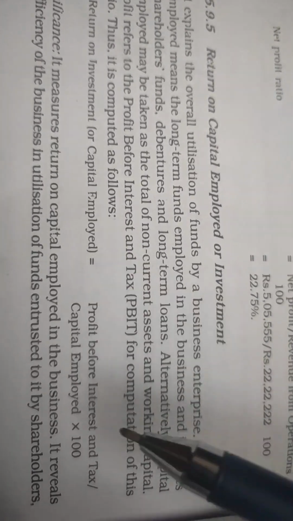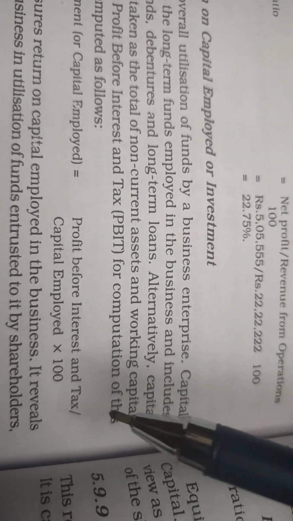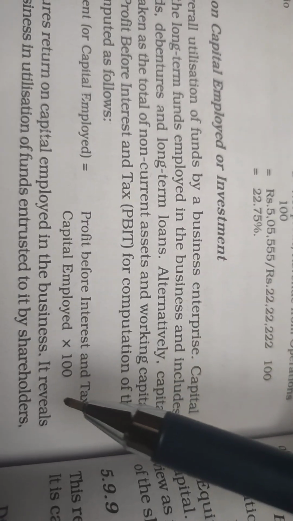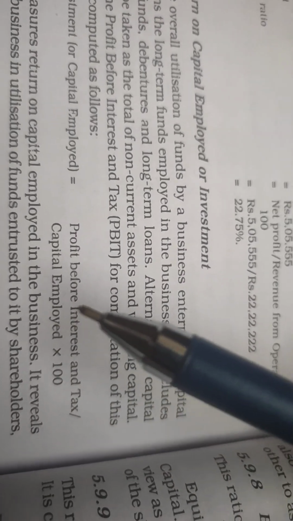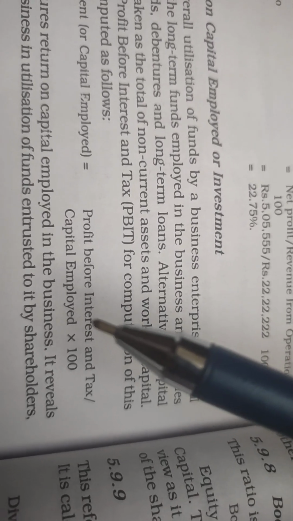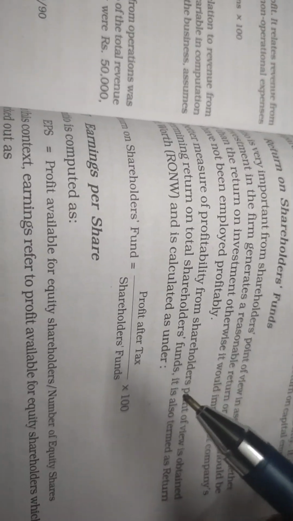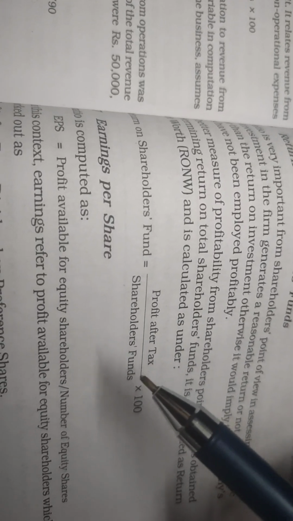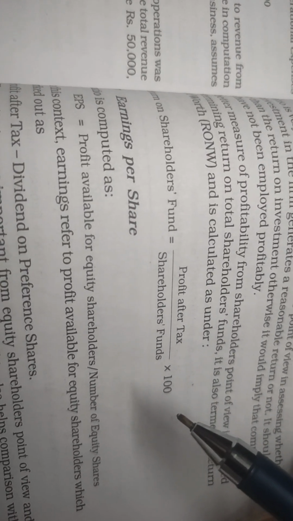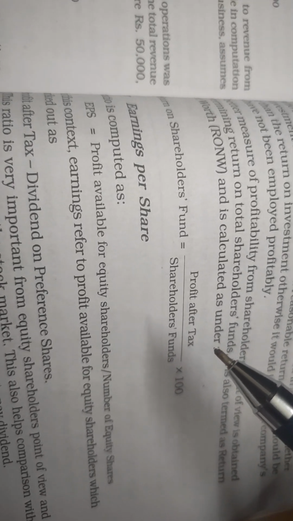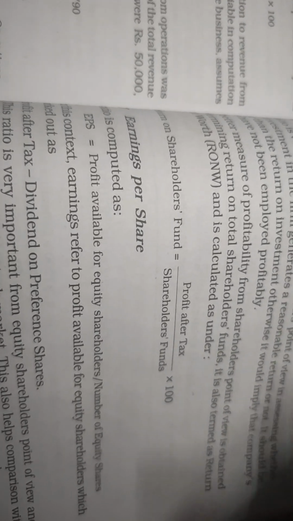Then return on capital employed, also known as return on investment. The formula is profit before interest and tax divided by capital employed into 100. Capital employed includes both the shareholders funds and the long term debts of the company. Then return on shareholders fund. The formula is profit after tax divided by shareholders funds into 100. Shareholders funds include both the equity share capital and the preference share capital.